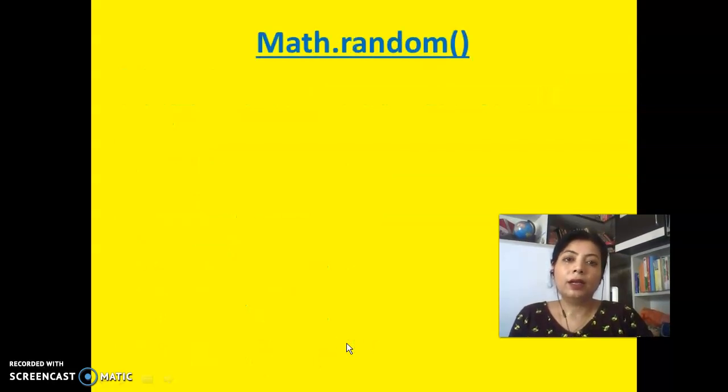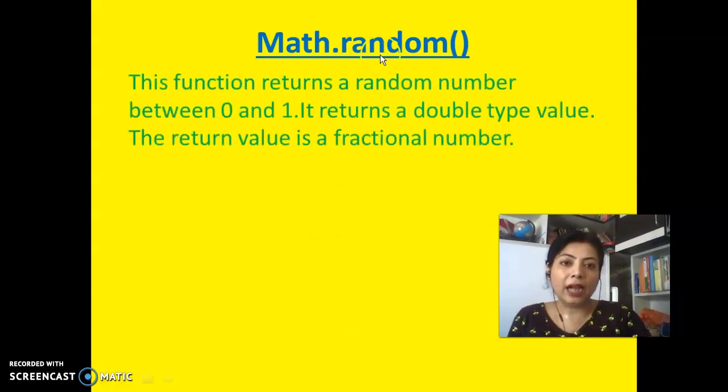Then Math.random. Math.random is the random function, and inside here don't use any variable name or any value. If you use the Math.random function, it returns any random number between 0 and 1. It is automatically returned by the computer, not by us. It is not in our hand.